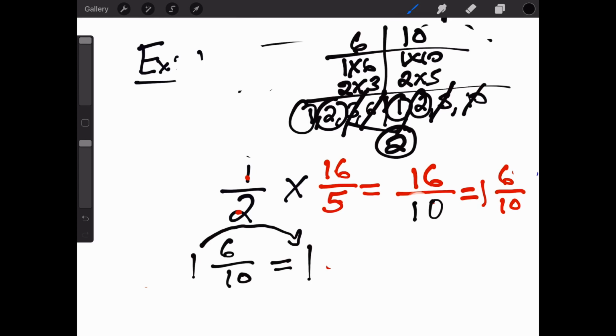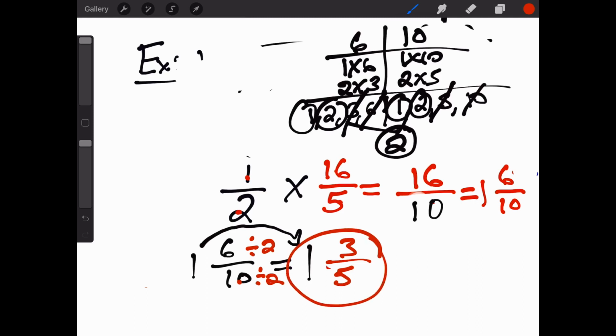Great, so you left the whole number alone. Now GCF is 2, so you divide by 2 on top, divide by 2 on the bottom. 6 divided by 2 is 3, and 10 divided by 2 is 5. So my answer is 1 3/5. I know it's a little confusing, I know it's a lot, but step by step we'll get there. I'm going to erase again.